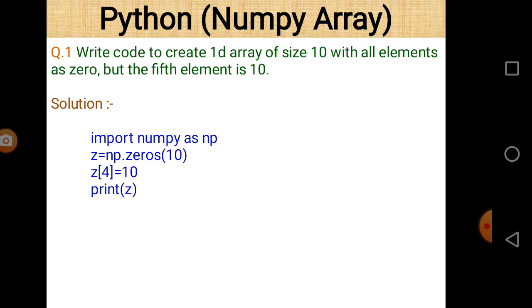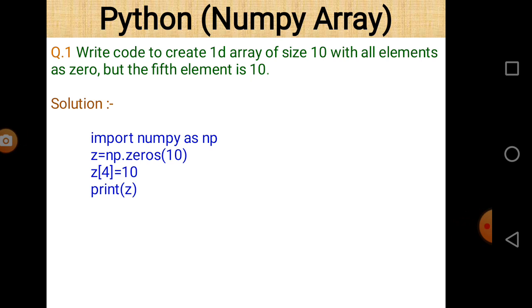So let's start. Question number 1. Write a code to create a 1D array, meaning a one dimensional array of size 10 with all elements as 0, but the fifth element is 10. So the first line is import numpy as np. NumPy is a library and np is the alternative name of NumPy.